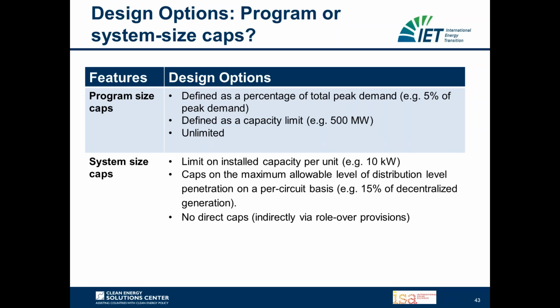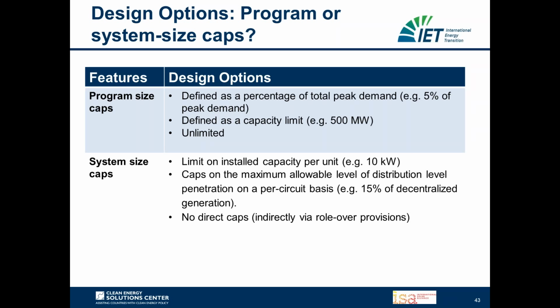In addition to this, we frequently see also system size caps, depending also on which market segment the net metering is designed for. If you have a net metering program which primarily targets the residential sector, then you can say, oh, the maximum installed capacity per unit is maybe 10 kilowatt or 5 gigawatt. If you're targeting more the commercial or the industrial sector, then you might want to say the maximum size of each system will be 500 kilowatt or even a megawatt.